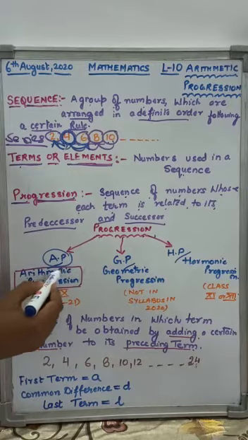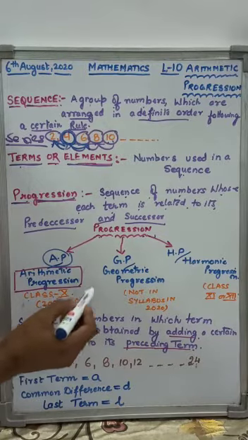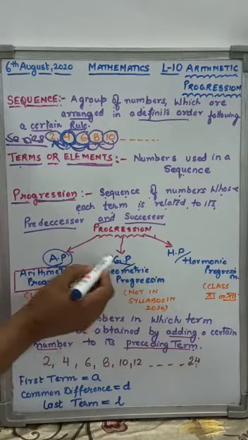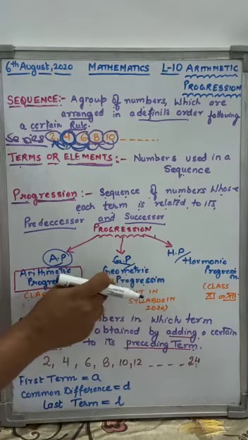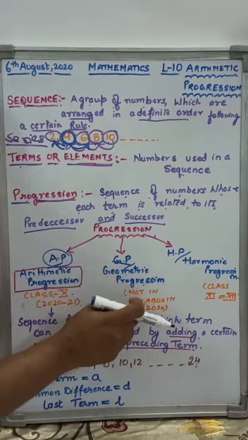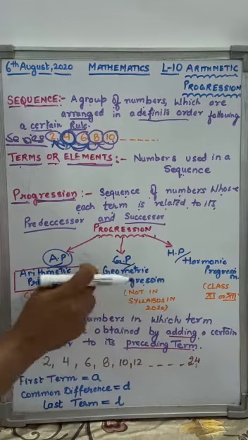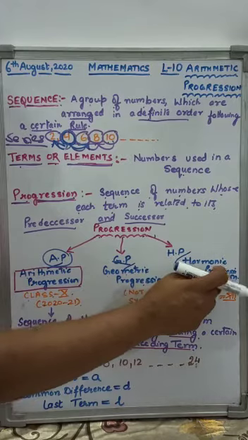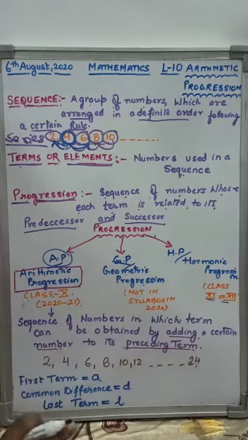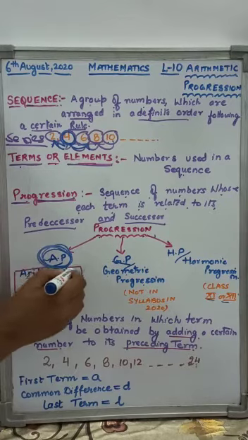AP means arithmetic progression. This is in your class 10th course syllabus, that is 2020 to 21. There is one more series that is called GP, geometric progression. This is in your course, but this will not come in 2020-21 syllabus. So we will only study AP. HP means harmonic progression. This is in your class 11th or 12th. So here in class 10th only you have to study AP, that is arithmetic progression.